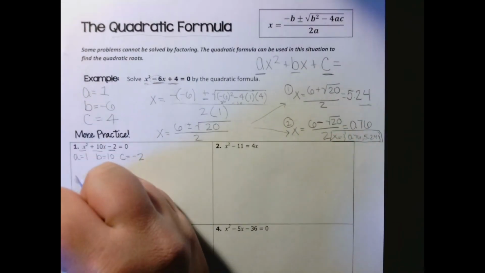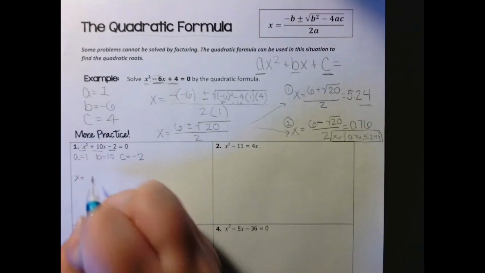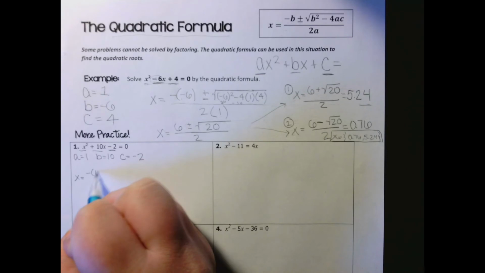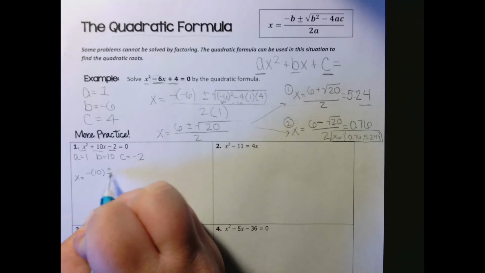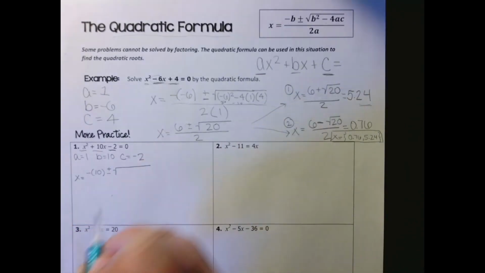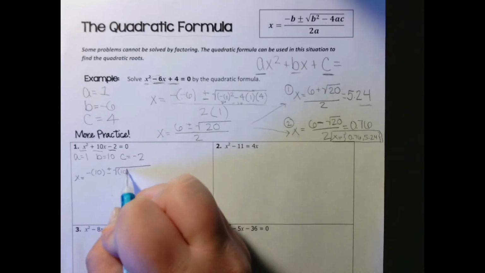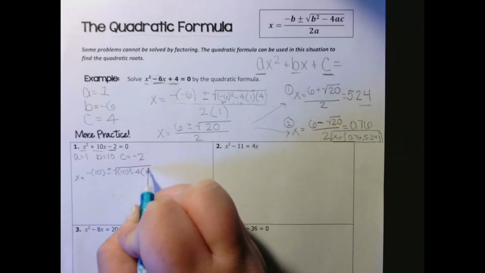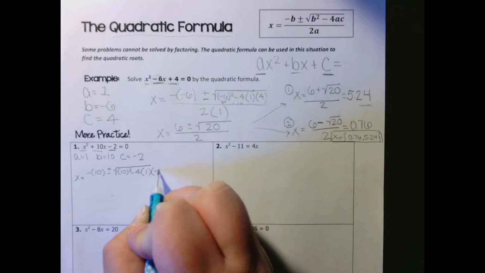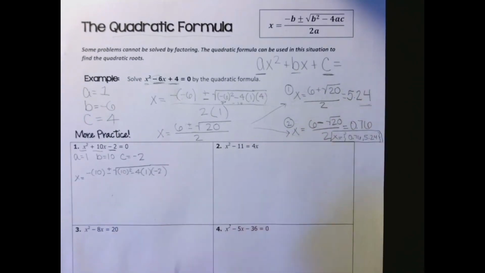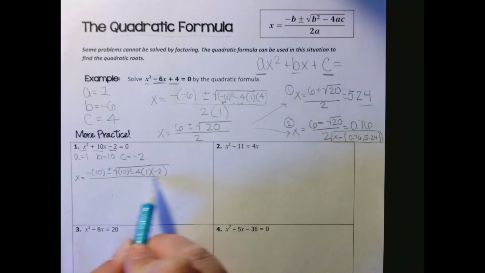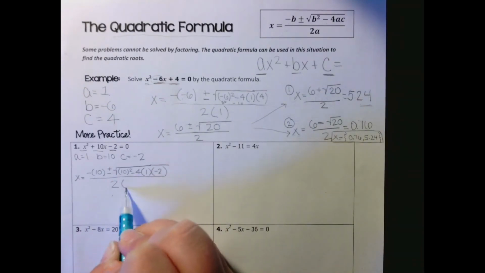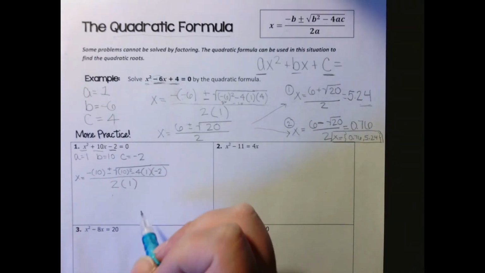So I have x equals negative b, so I'll have negative 10 plus or minus the square root of b squared, so I'm going to have 10 squared minus 4 times a, which is 1, times c, which is negative 2, and that is all divided by 2 times a, or 2 times 1.